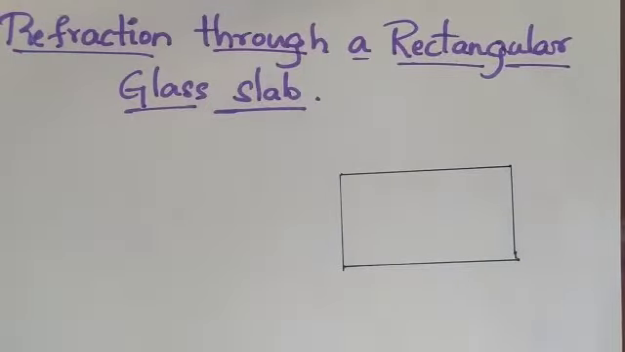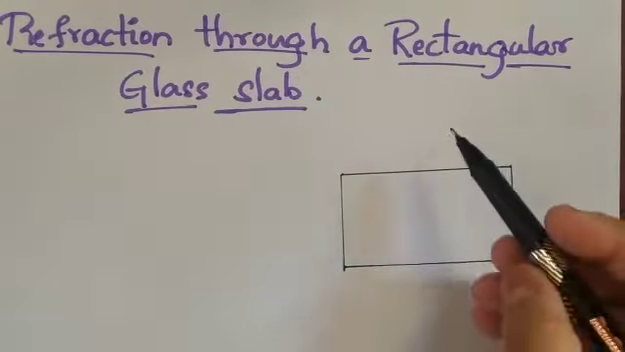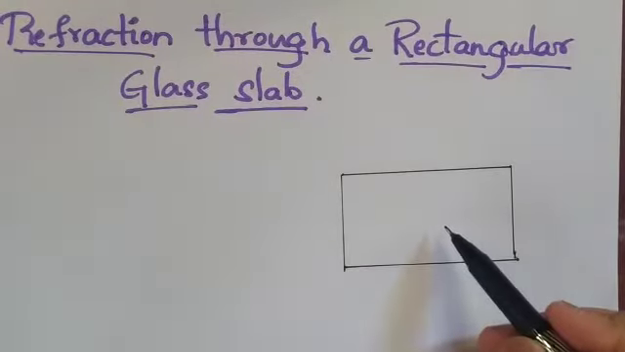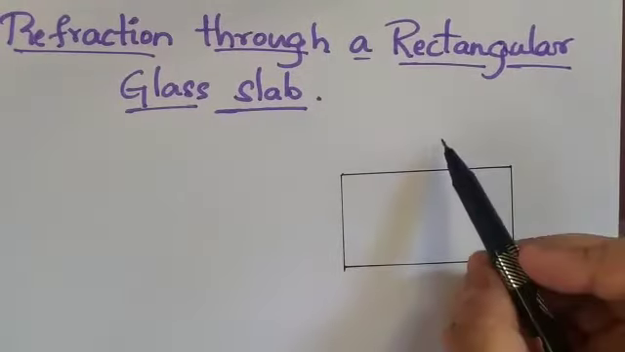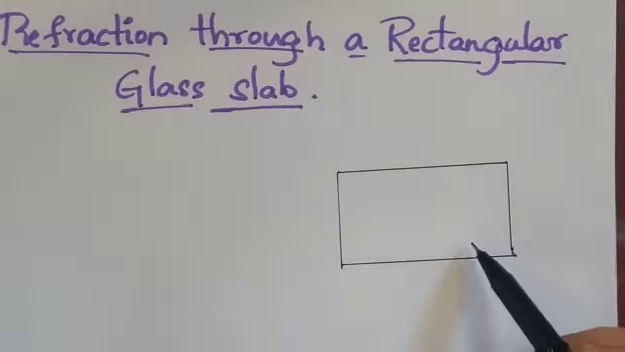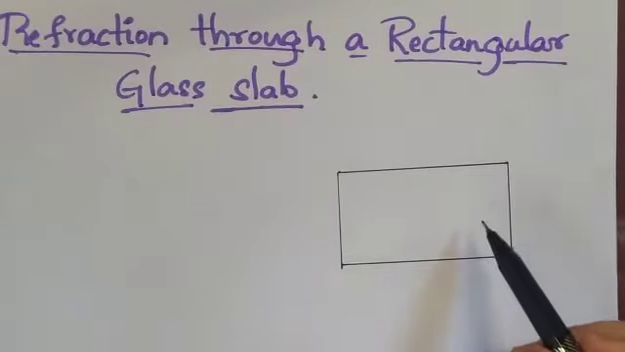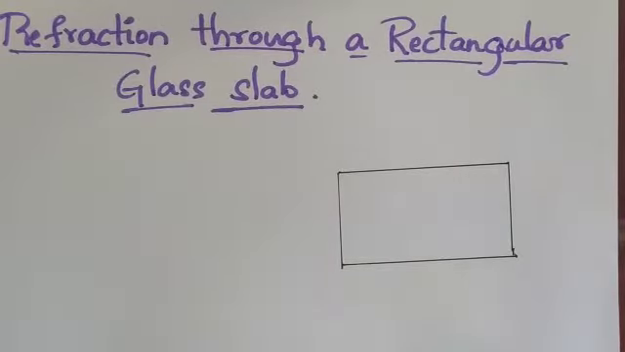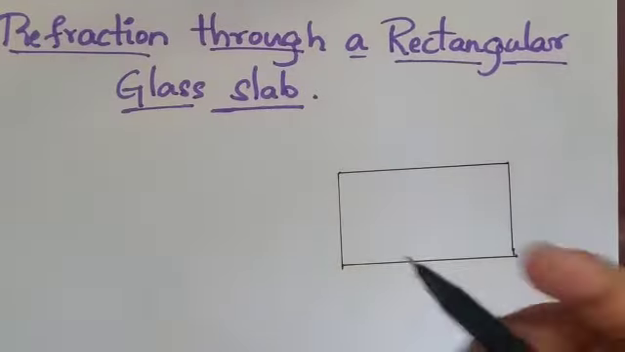Rectangular glass slab means here we are considering two mediums, isn't it? This is an air medium and this is a glass medium. The air medium you can take as the rarer medium, and this glass prism or glass slab is a denser medium. Now what happens to the refraction in the case of a rectangular glass slab? Here we have to consider a ray of light traveling from rarer medium to denser medium.